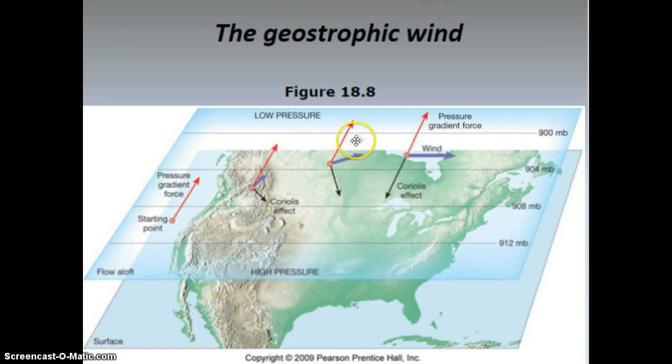So my pressure gradient force is labeled in red here. The Coriolis effect is going to be to the right of that direction. And so my net wind is going to be the result of the deflection from the pressure gradient force and the deflection of the Coriolis effect. So it's really a composite of both of those. The wind we feel is both the pressure gradient force and the Coriolis effect acting on that parcel of moving air.